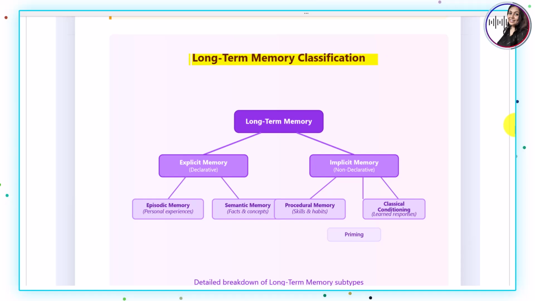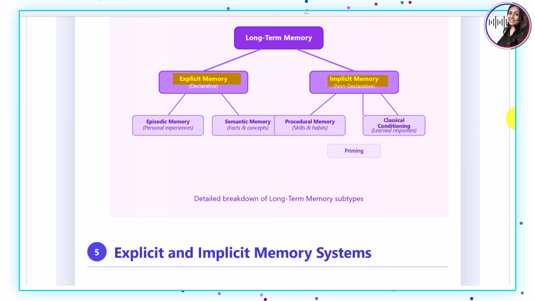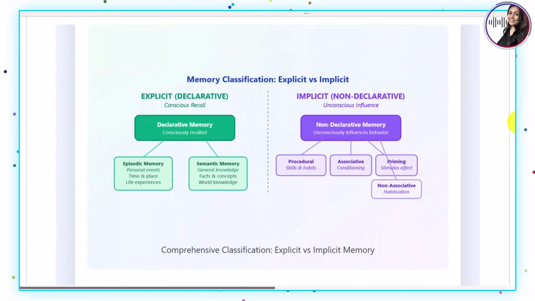Let's now move deeper into long-term memory by understanding its two major divisions: explicit, also known as declarative memory, and implicit, also called non-declarative memory. These two types explain how we store information consciously as well as unconsciously, and this distinction is extremely important from an exam perspective. We begin with explicit or declarative memory, which refers to memories that are consciously formed and deliberately recalled.